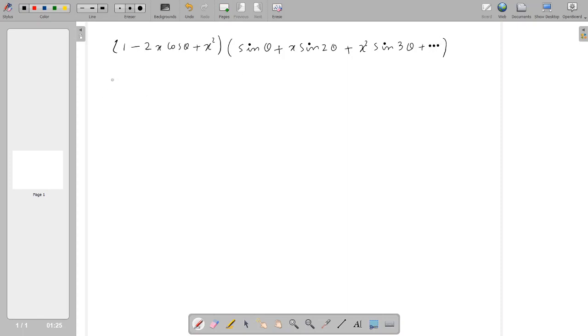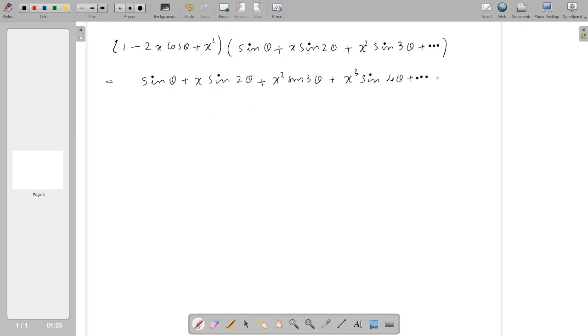What is this product? We multiply this term by term. So 1 into this bracket will give the bracket itself: sine theta plus x sine 2 theta plus x square sine 3 theta plus x cube sine 4 theta plus etc.